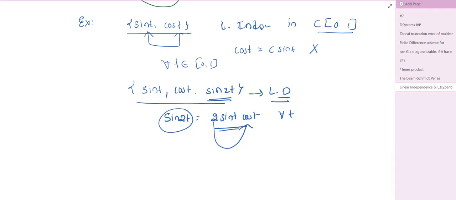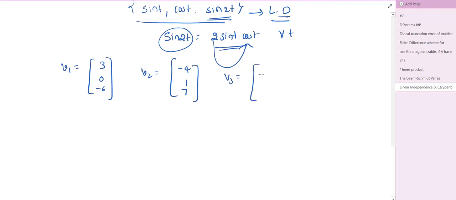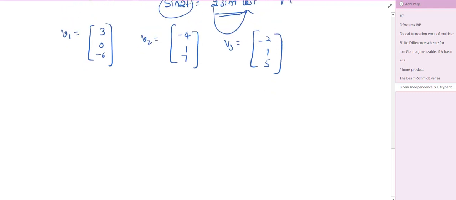Okay, so now let's understand. We understood linear dependence and linear independence. Now we'll see how to check whether given vectors are linearly dependent or not. Suppose we are given the vectors v1 equal to 3, 0, minus 6, v2 equal to minus 4, 1, 7, and v3 equal to minus 2, 1, 5. Determine whether these vectors are linearly independent or not. So how do we check it? I'll take the method of row transformation, and we will check.